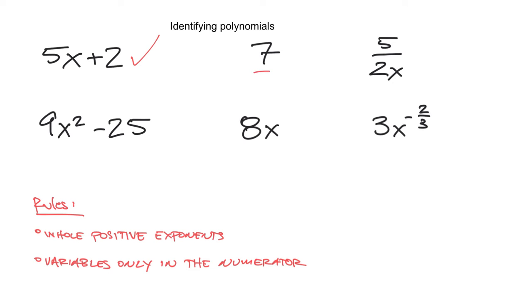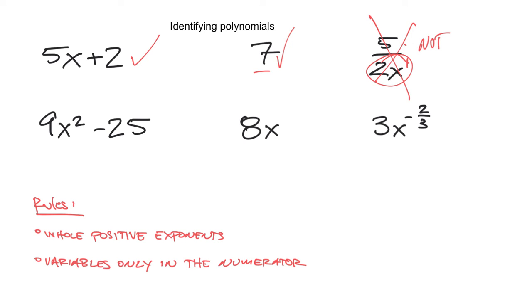Let's look at 7. It's just a constant, but it's a polynomial. There's no variable in the denominator, and we have positive exponent, or whole number non-negative exponents. Let's look at 5 divided by 2x. Well, this looks like there's a +1 here, exponent. That's nice, but we have a variable in the denominator, not a polynomial.